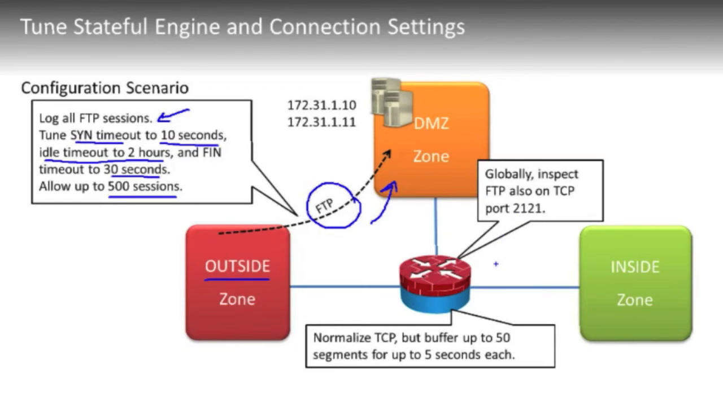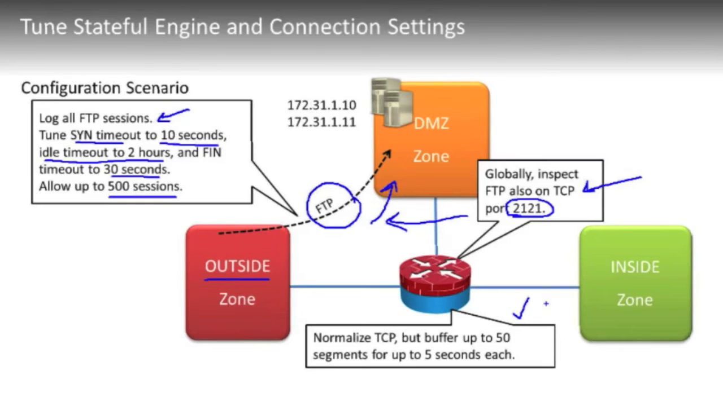Now, on the zone-based firewall itself, we want to globally inspect the FTP traffic also using port 2121. You see, we've decided to use port 2121 for FTP, so we have to tell the zone-based firewall to realize that FTP is on that unique port number. And then finally, we want to go to the TCP Normalizer, and we want to make sure it buffers up to 50 segments instead of whatever its default is, and we want to make sure it buffers them for up to 5 seconds each. So what do we do?